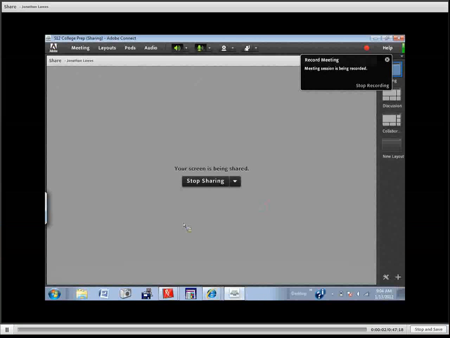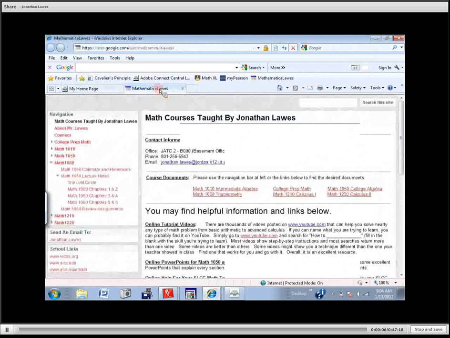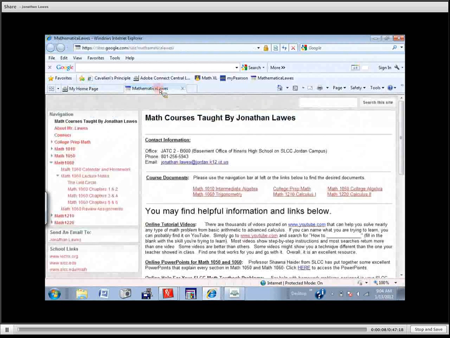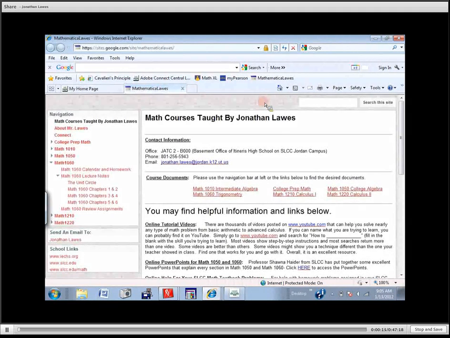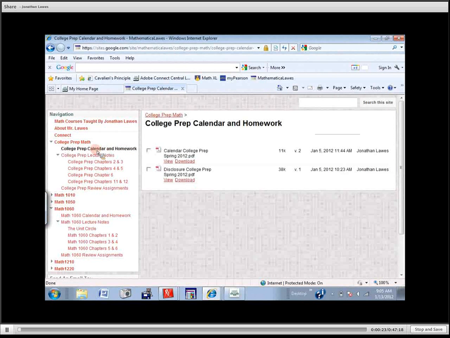So a couple things real quick. First of all, if you haven't been to the website, please make sure you go there. Remember, you can get there by going to iechs.org, clicking on Contact Us, and then clicking on My Name. Here's all the college prep stuff. Let me just pull up the calendar real quick. Let's look at that for a second.